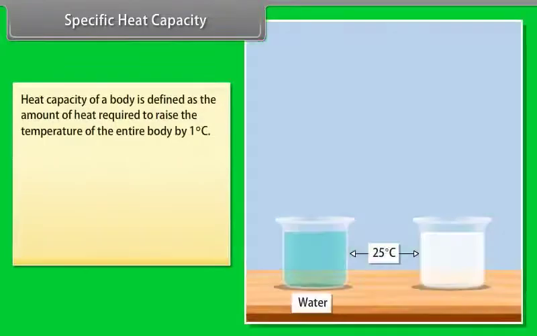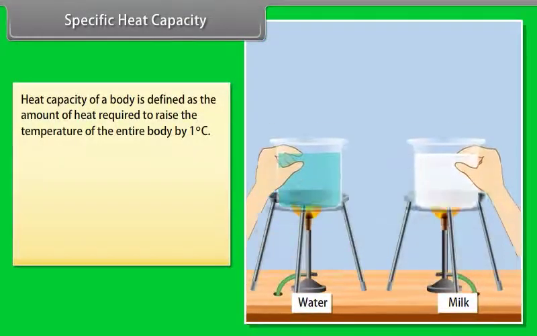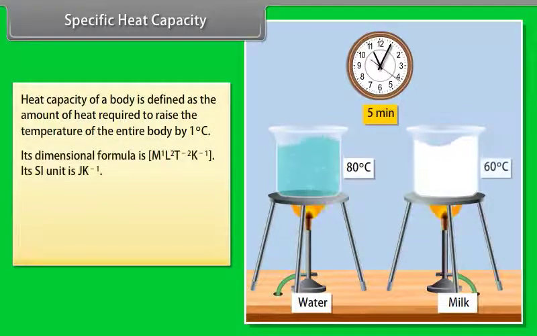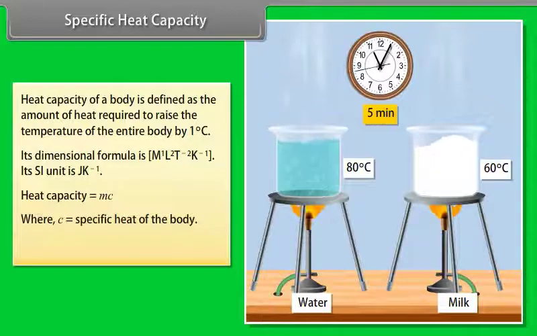Heat capacity of a body is defined as the amount of heat required to raise the temperature of the entire body by 1 degree Celsius. Its dimensional formula is M L^2 T^-2 K^-1. Its SI unit is joule per Kelvin. Heat capacity is equal to m c, where c is the specific heat of the body and m is the mass of the body.